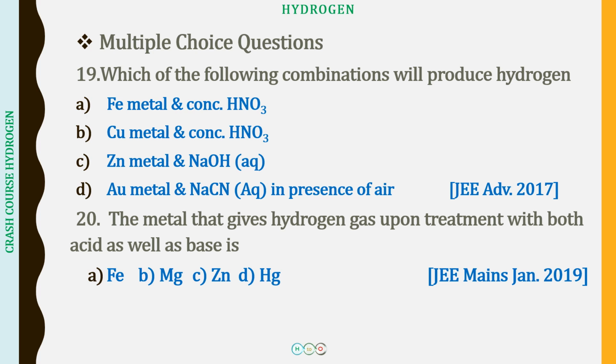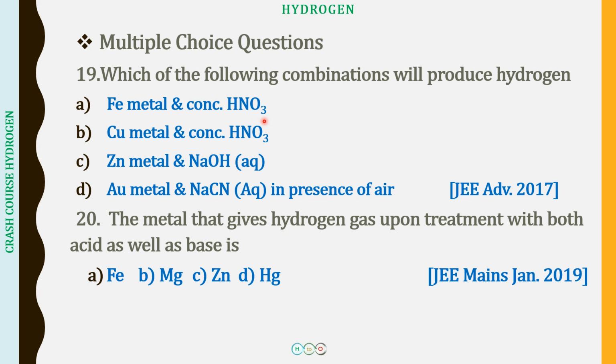So now on your screen you have question number 19 and 20, and as you will understand when you read these questions, they are related to the preparation of hydrogen. So let us first read these questions and then I will tell you what we are going to do about it. Which of the following combinations will produce hydrogen?